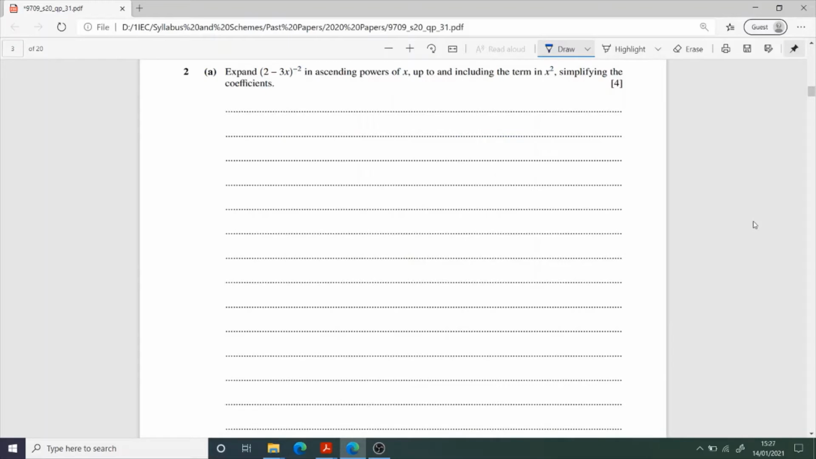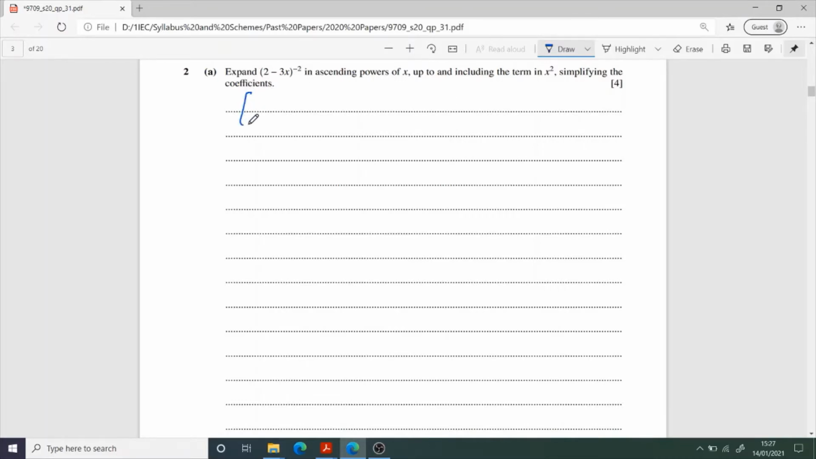Question 2 asks us to expand 2 minus 3x to the power of minus 2 in ascending powers of x. So it's a binomial expansion question. You can reach for your formula book if you want. To be able to use the form of the binomial expansion that we need, the second version, we need to make this first number 1. So we're going to do that by factorising out a 2.